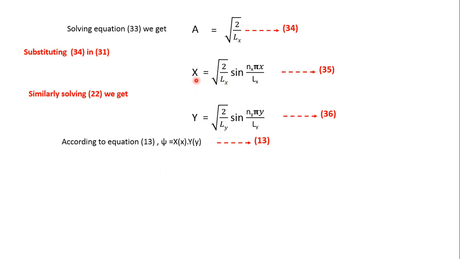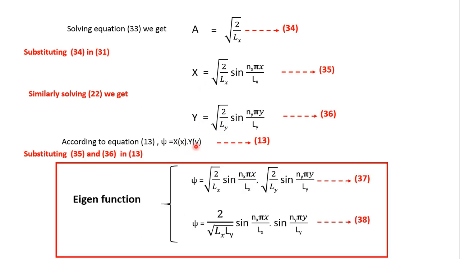Substituting the expressions for capital X and capital Y here, we will get psi equal to root 2 by Lx sin nx pi x by Lx, root 2 by Ly sin ny pi y by Ly, and this can be rewritten like this: root 2 into root 2 is 2, Lx into Ly. This is the expression for the eigenfunction for a particle in a box in 2 dimensions. Of course, this is valid only when nx and ny are taking the values of 1, 2, 3, etc.